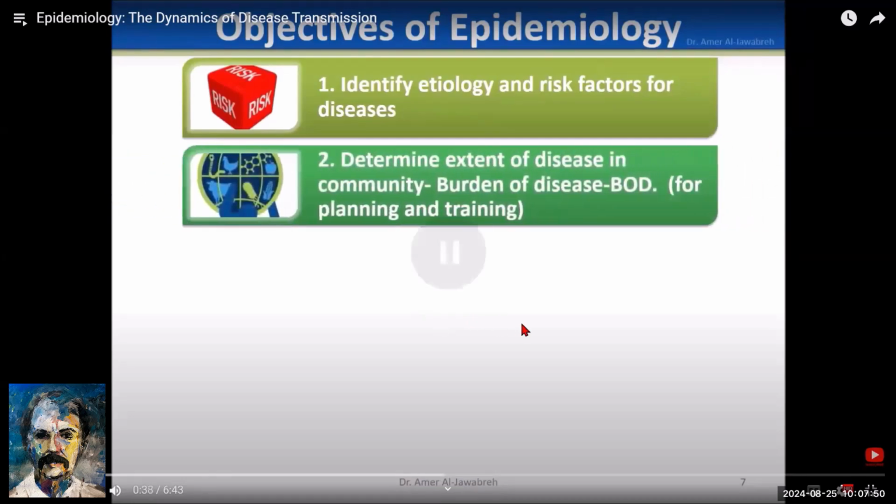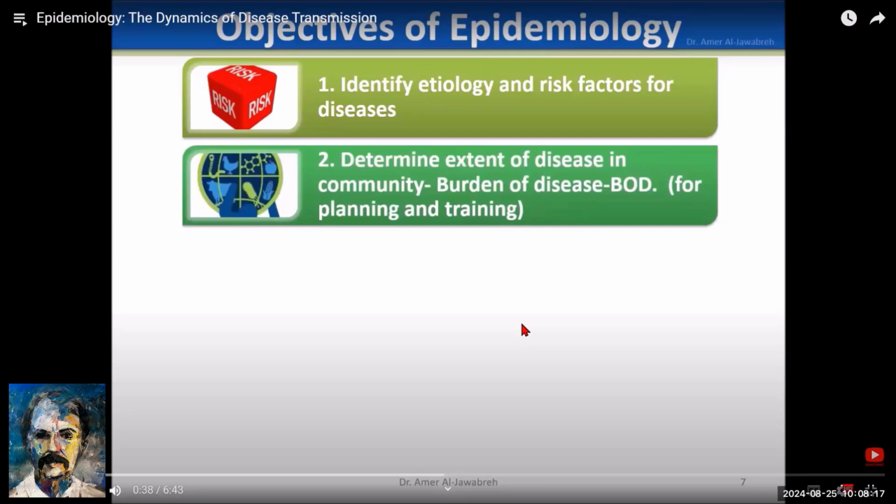Then, determine the extent of a disease in a community. We call it burden of disease, BOD. How much do we have of this disease in our community? Do we have only a few cases, which is not a problem? Or do we have a large number of cases, so that it's becoming a public health problem? It's a people's concern, like COVID-19, if you remember, during the pandemic.